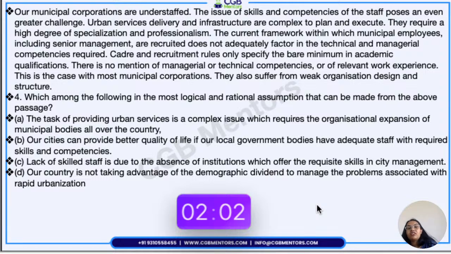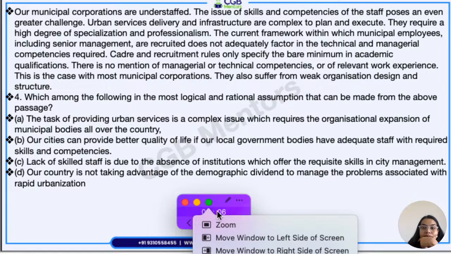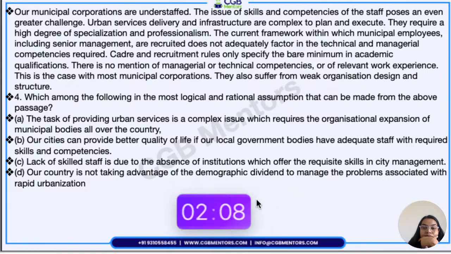We'll give you a couple of extra seconds here because of the length of the question. Please answer here. It's an assumption question.